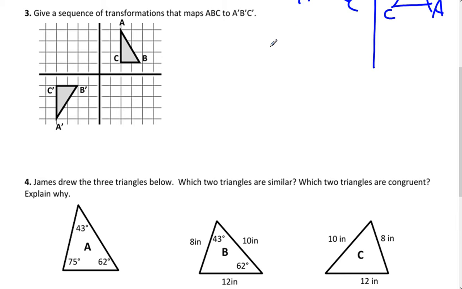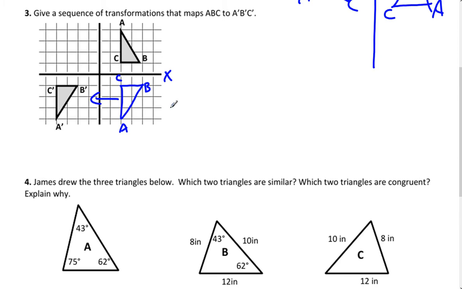The first thing that I see is I like the idea of reflecting this across the x-axis. So if this reflects down here, it looks like that with A, B, C. And you see that's very close to that same shape right there. And then all we'd have to do is translate it over.